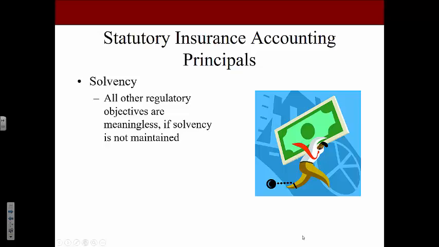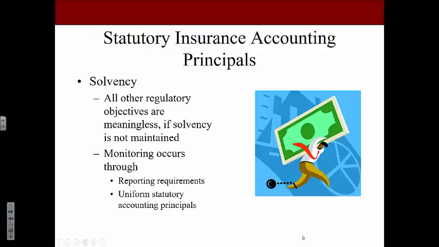Consider the fact that all other insurance regulatory objectives are meaningless if an insurance company's solvency is not maintained. If an insurance company cannot pay claims because they don't have enough money, whether it's because they've overestimated their assets or because they've underestimated their liabilities, then it doesn't matter if they've been exercising good market conduct. Solvency is absolutely critical to the ongoing operations of an insurance company. And monitoring occurs primarily through financial reporting requirements using uniform statutory accounting principles.